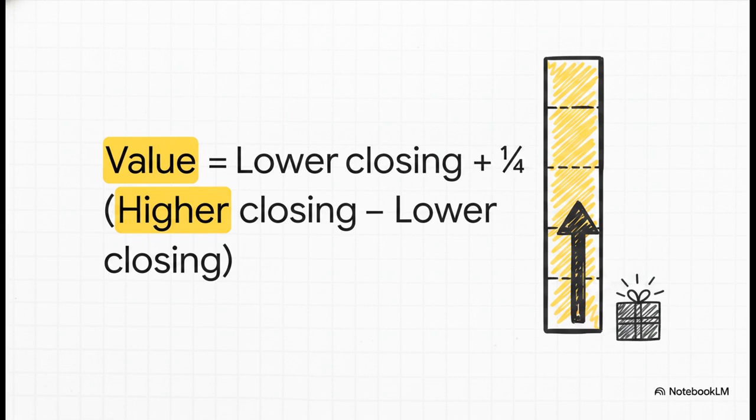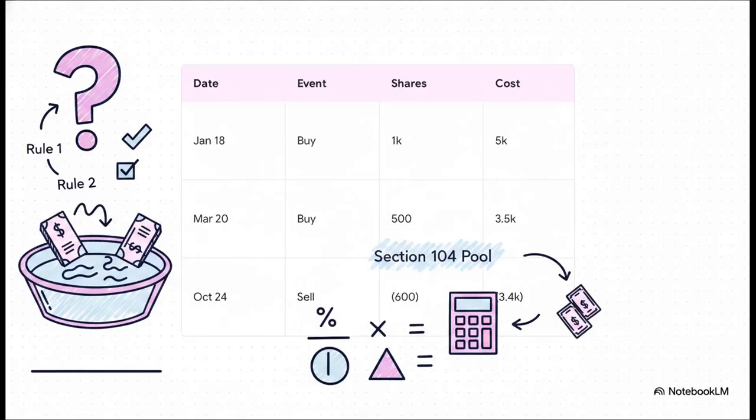You take the lower closing price for the day, and you add exactly 1/4 of the difference between the higher and lower closing prices. It's a specific calculation, so make sure you memorize this formula solely for gifts. Let's see how we identify which shares are actually sold by using the Section 104 pool.